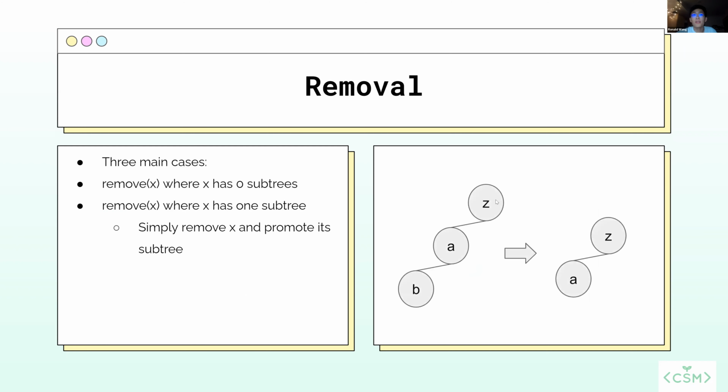pretty straightforward, right? So in this example tree we've constructed here, if we want to remove B, well, because B has no subtrees, we can just remove B simply and then proceed with Z of A. This is pretty intuitive in my opinion, right?